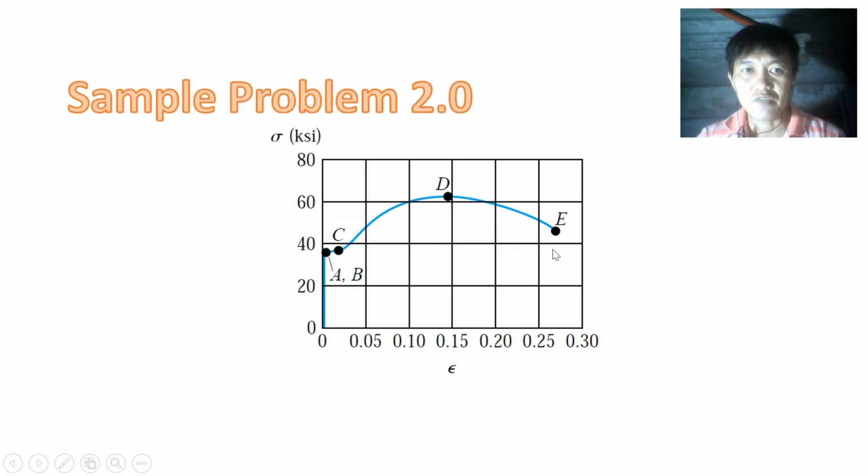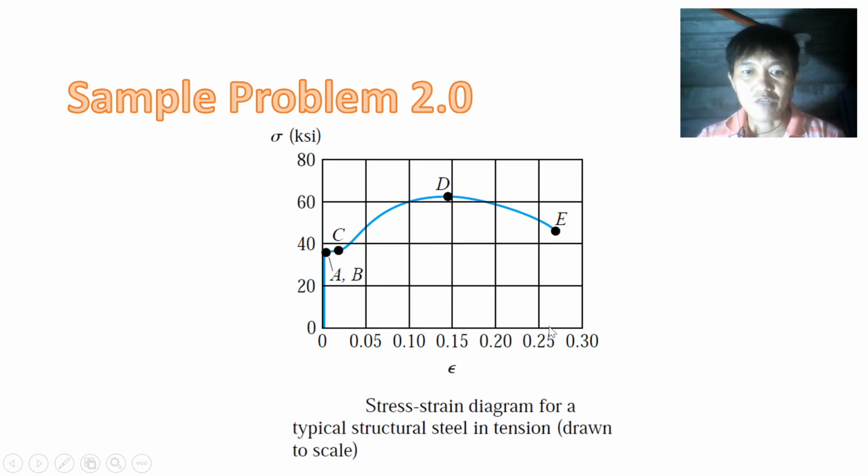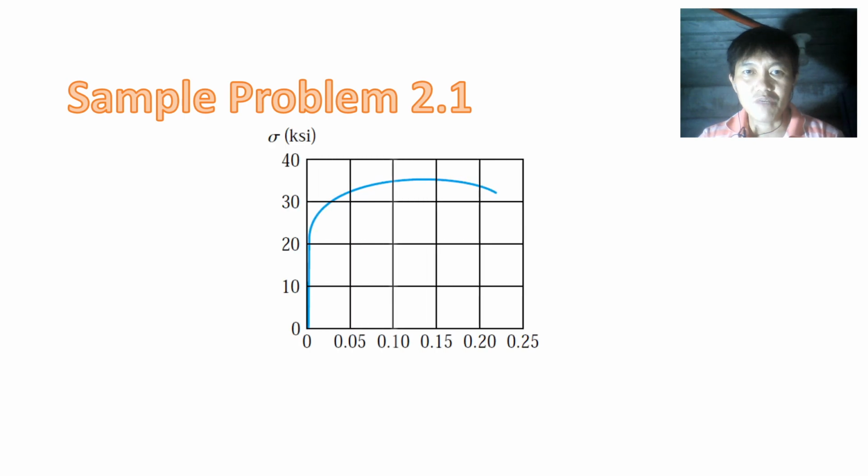So this is sample problem number 2. This is the stress-strain diagram for the typical structural steel in tension. And this is sample problem number 2.1. This is now the stress-strain diagram for aluminum alloy.